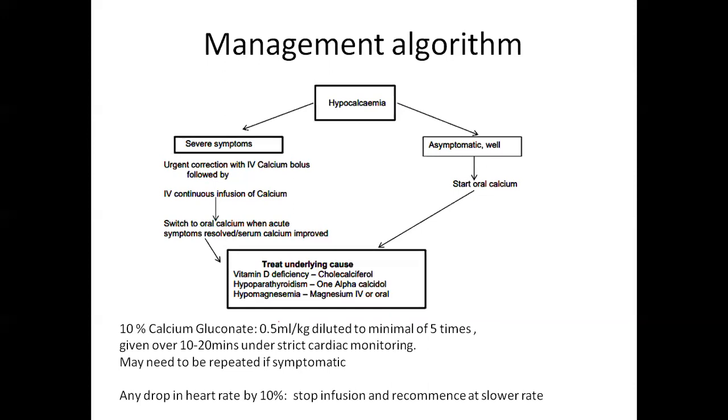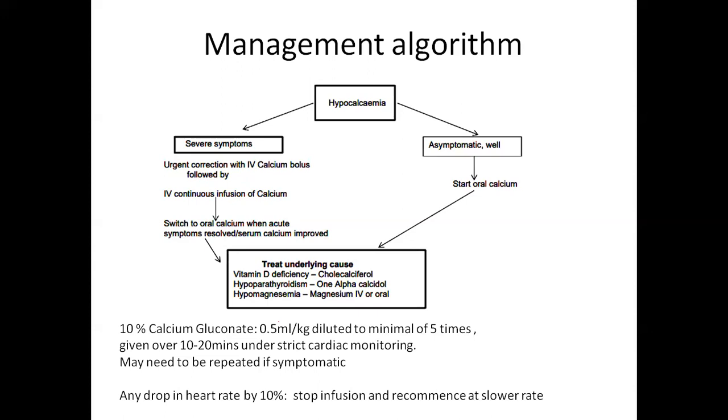So in pediatrics, the dose is 0.5 ml per kg. If the child is still symptomatic, you can repeat it. That's what they are telling. But when you're giving calcium, the most important thing is you need to monitor the heart rate. You need to have ECG monitoring, or at least put a finger on the pulse, or auscultate the heart rate. Without this, don't try to give IV calcium.